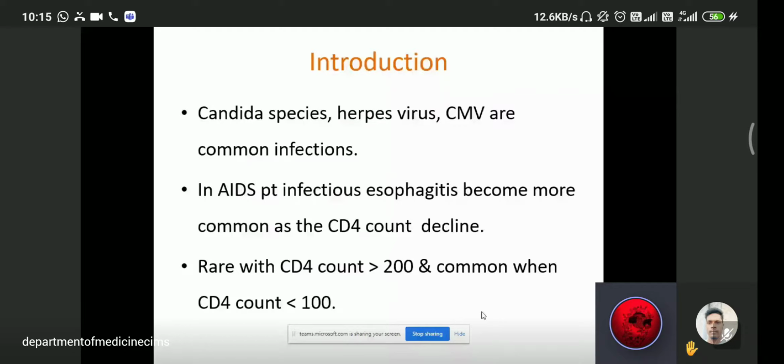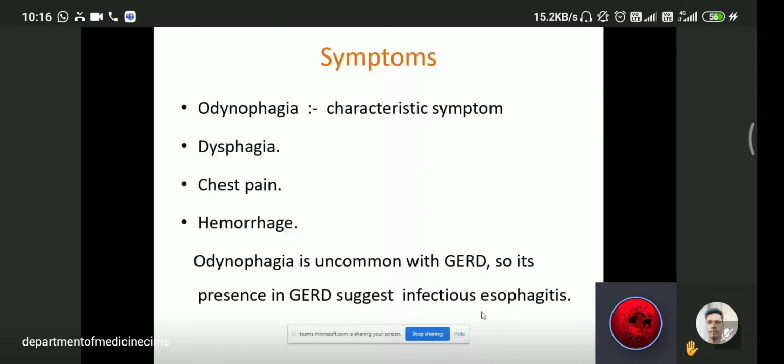The primary symptom of infectious esophagitis is odynophagia, that is painful deglutition or painful eating. Dysphagia, chest pain, and hemorrhage are other symptoms a patient may present with. Odynophagia is particularly uncommon in gastroesophageal reflux disorder. A patient with GERD will rarely complain of painful eating. So in a patient with GERD complaining of odynophagia, the patient may have a co-infection, that is infectious esophagitis with gastroesophageal reflux disorder. So odynophagia is uncommon with GERD.